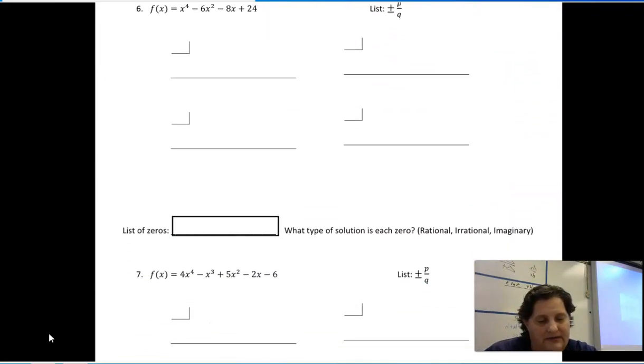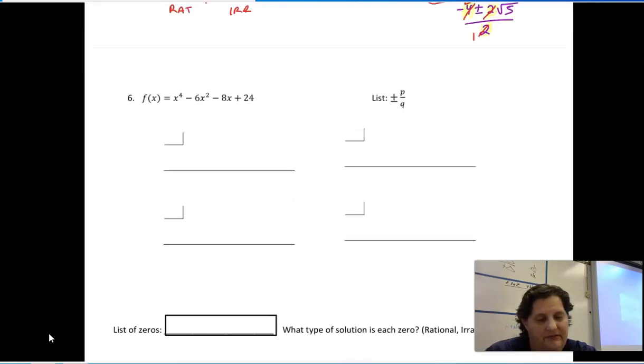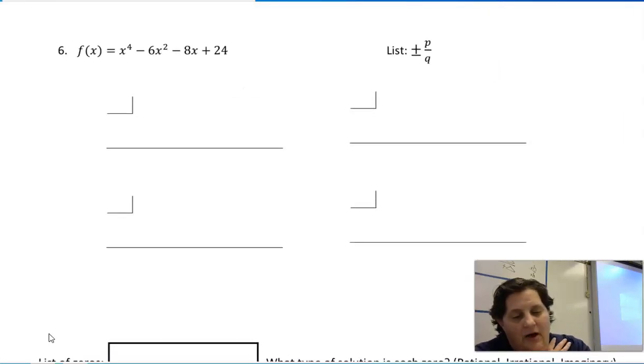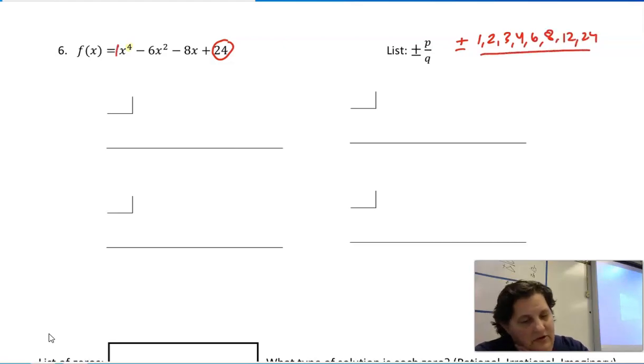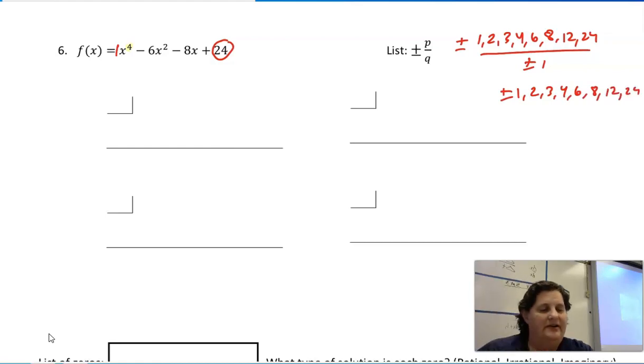All right, nice. Let's look at a couple more difficult ones. Because you guys, now I'm going up to x to the 4th. What that tells me is that I have to actually do synthetic division twice to get down to something that I can factor, okay? Check it out. Okay, the factors of 24 are 1, 2, 3, 4, 6, 8, 12, and 24. The factors of 1 are 1. So it's just 1, 2, 3, 4, 6, 8, 12, and 24. The positive and negative of each of those.